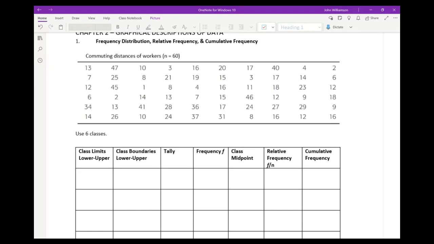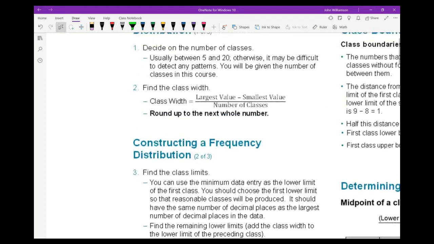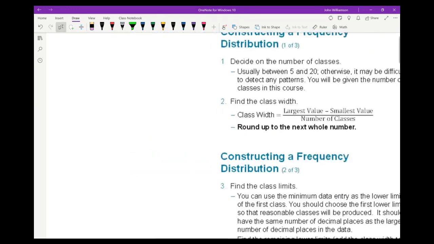Notice I said use 6 classes here. So the first thing we have to figure out is how wide each of those classes is. So we need our class width. Your class width is always going to be the largest data value minus the smallest, divided by the number of classes, right?